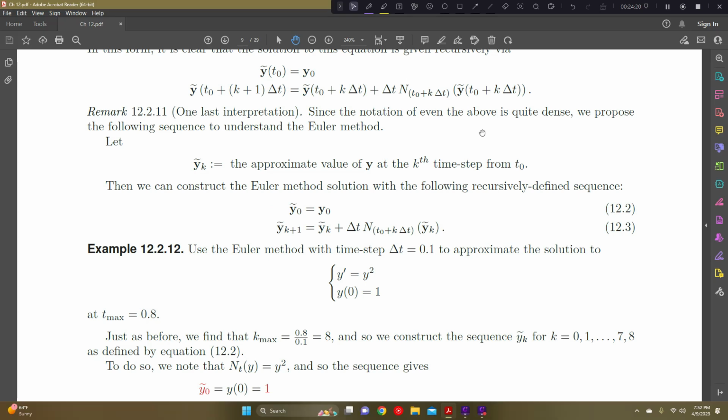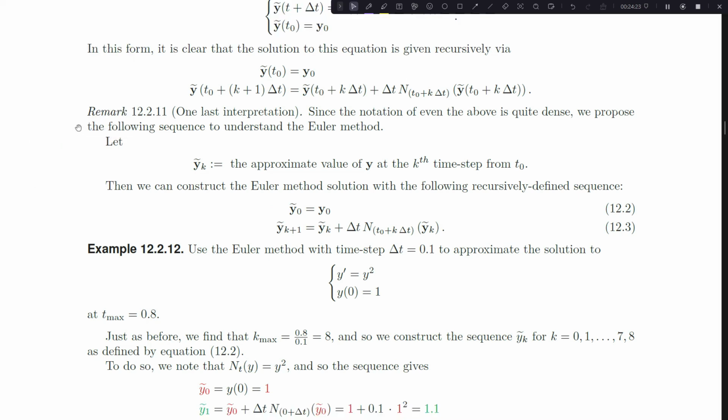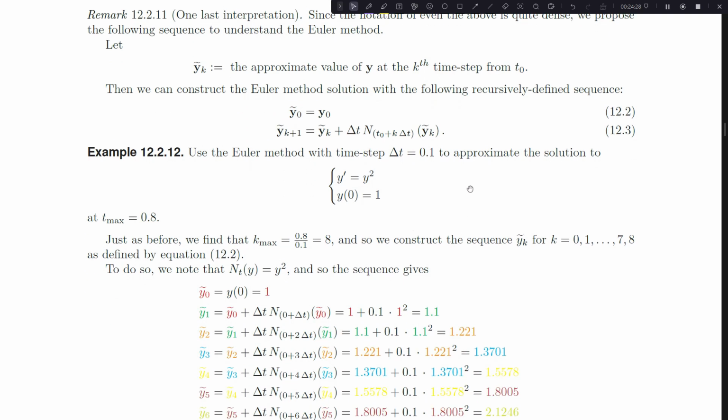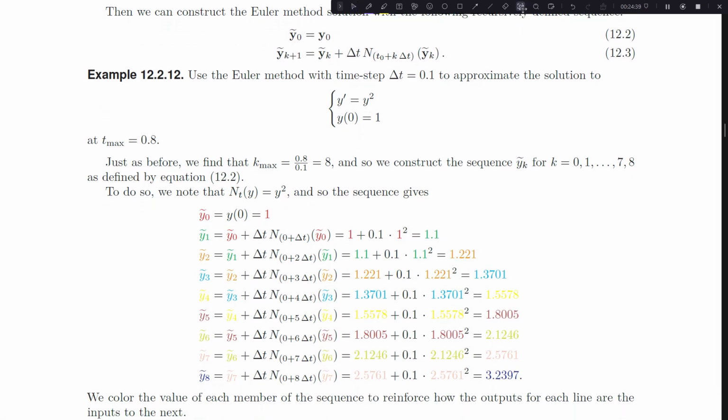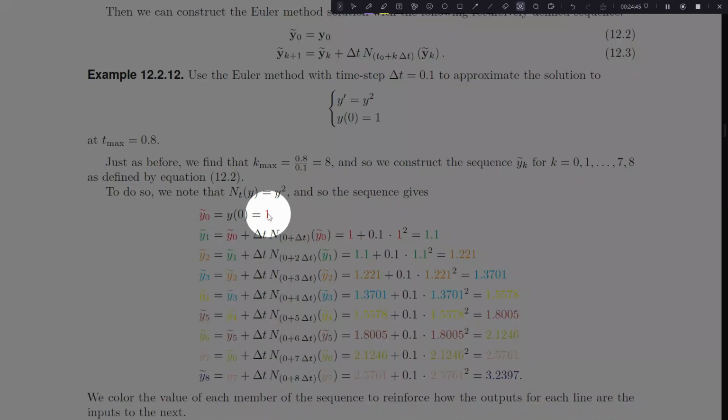Let's use the Euler method with time step 0.1 to approximate the solution to the same problem we were approximating earlier, with the same number of time steps and the same delta t. We're going to see why the Euler method is a lot easier here. All we have to do is initialize at our initial condition, and then use that initial condition. I'm using red here to denote the previous term. We use that initial condition plus the time step times the nonlinear operator on our previous condition.